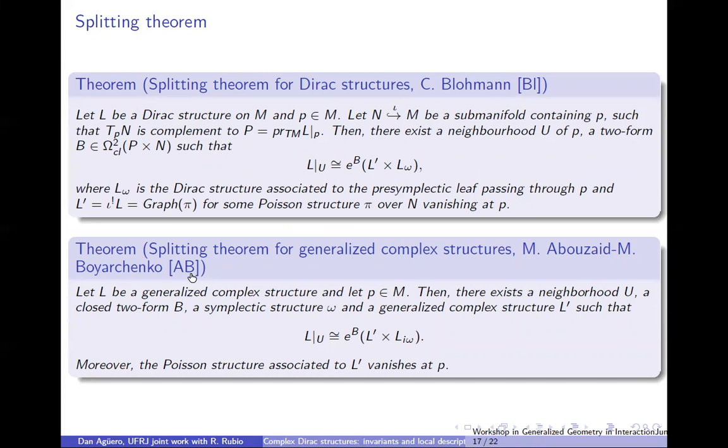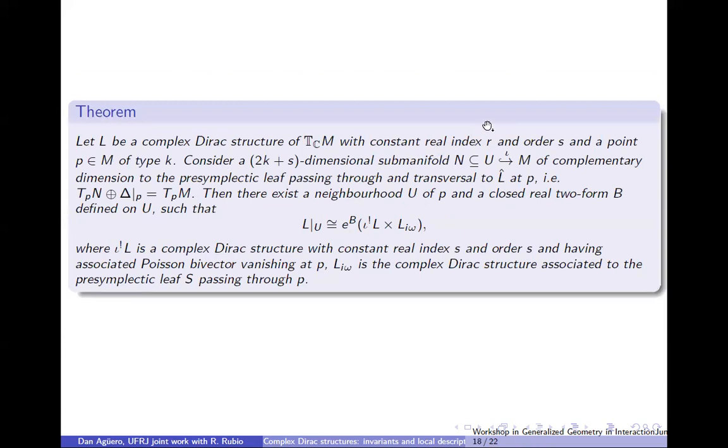So for a generalized complex structure, we have the following. That is very similar. There is a neighborhood around the point and a two-form that is close, so that L is equivalent to a beta transformation of L prime times L_{iω}. Again, this L prime is the singular part that is given by a linear complex structure having a Poisson bivector vanishing at the point. And the L_{iω} is given by a symplectic structure on the leaf passing through the point. What we have is a splitting theorem for complex Dirac structures that goes this way.